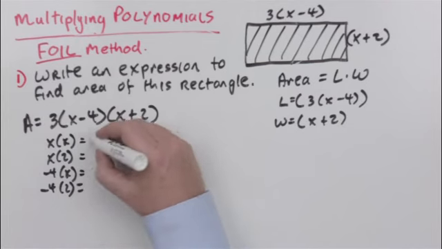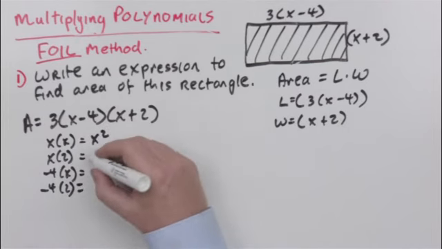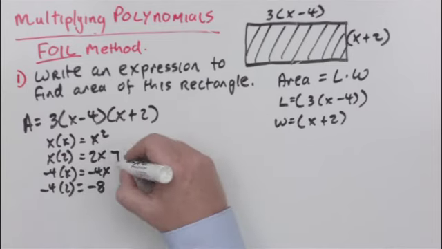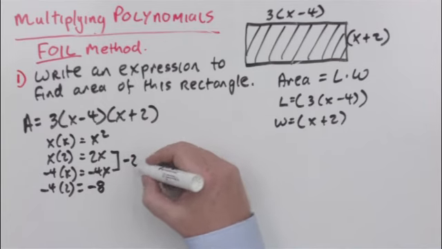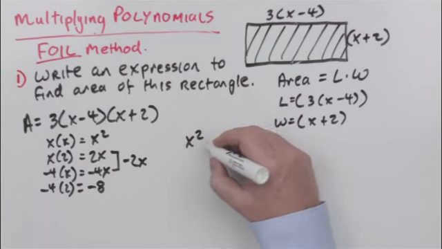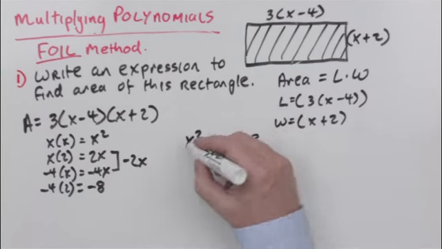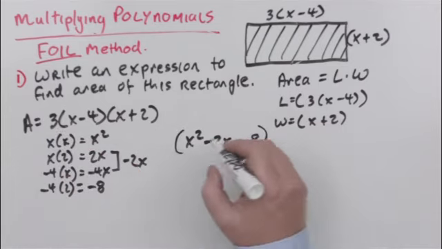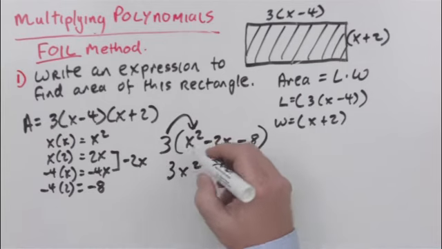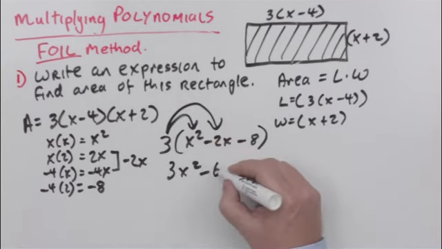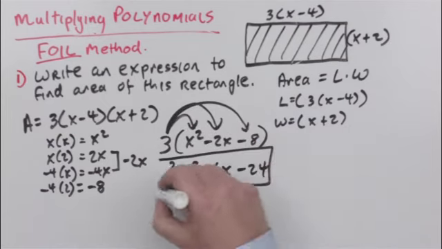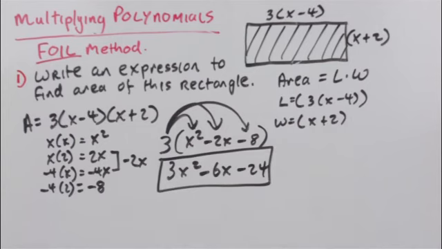That would be x squared. x times 2 is 2x. Negative 4x and negative 8. I have to combine like terms: 2 minus 4 is negative 2x. So here I have my partial answer, x squared minus 2x minus 8. But remember that 3 we had at the start? We have to multiply everything by 3 using the distributive property. 3 times x squared is 3x squared. 3 times negative 2x is negative 6x. 3 times negative 8 is negative 24. This is the expression to find the area of this shape.